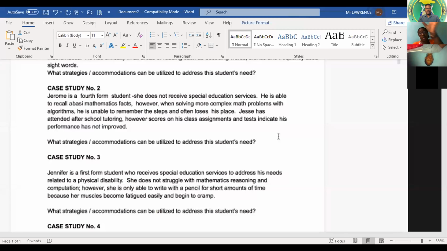The initial instructions that were given before we went into the breakout room. One part of it was, what is the challenge of having such a student in your class? And the next part would be what strategies. I hear a lot of discussion as it relates to the strategies, but we didn't look at the first part. So what kind of challenges would Jerome have in a classroom? Since he's not remembering the steps, he will not get the problem.